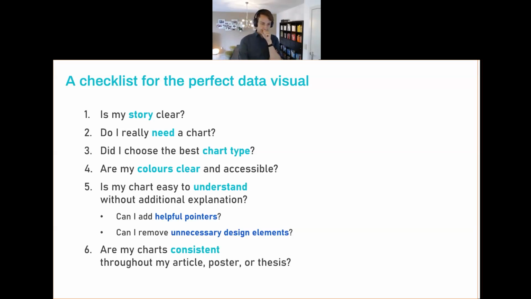And then finally, it's always great to have a look, if you're writing a large body of work, for example an entire article with different visuals in it, or a poster with different visuals on it, or a PhD thesis, how many images are there in a thesis, maybe 100, are they all consistent? Because consistency helps the viewer to interpret more easily and more quickly what's going on.